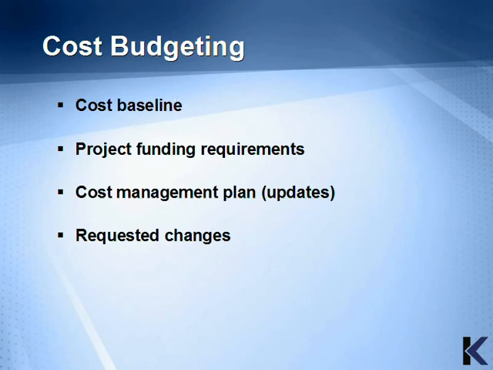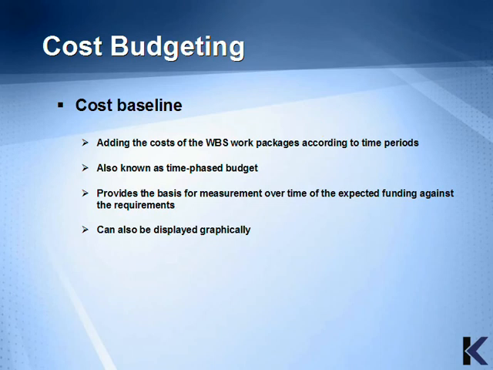The outputs for cost budgeting include the cost baseline, project funding requirements, cost management plan updates, and requested changes. The cost baseline involves adding the costs of the work breakdown structure work packages according to time periods. It's also known as a time-phased budget, and it provides the basis for measurement over time of the expected funding against the requirements. This can also be displayed graphically.